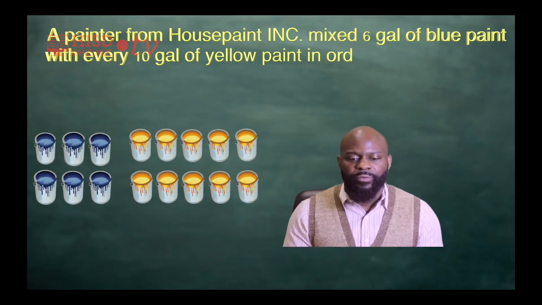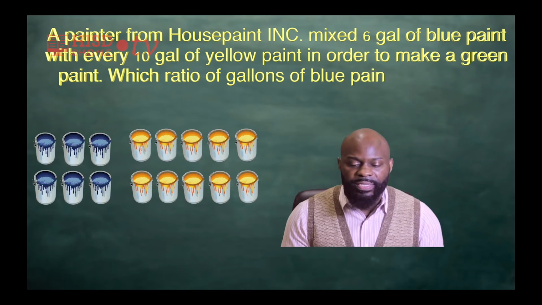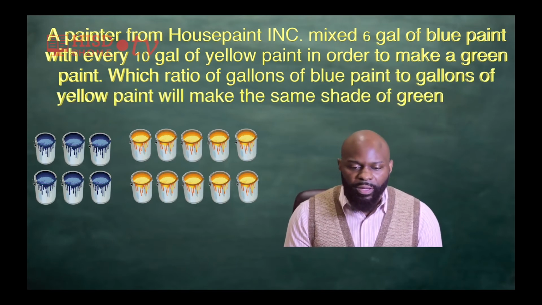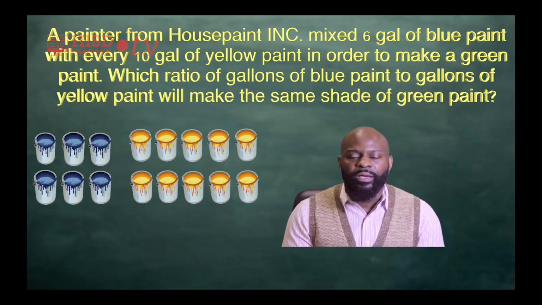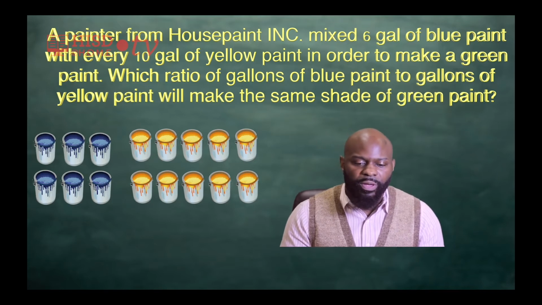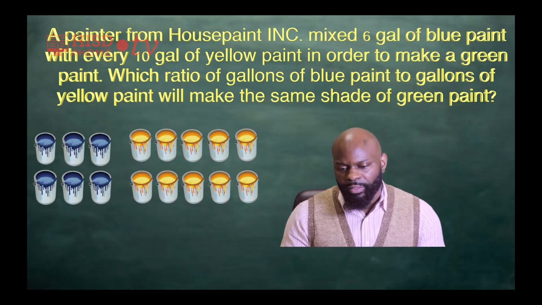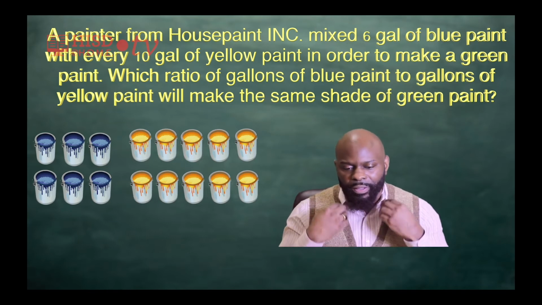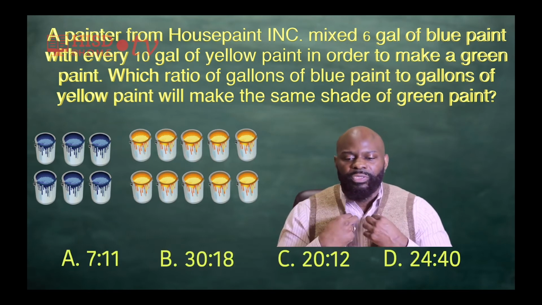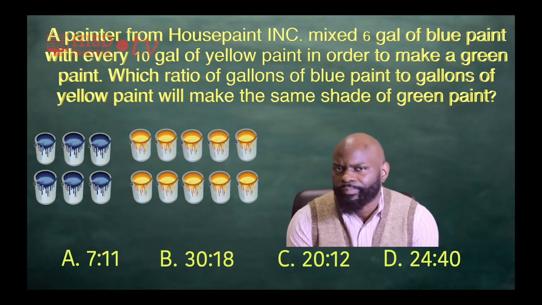A painter from House Paint Inc. mixed 6 gallons of blue paint with every 10 gallons of yellow paint in order to make a green paint. Which ratio of gallons of blue paint to gallons of yellow paint will make the same shade of green paint?